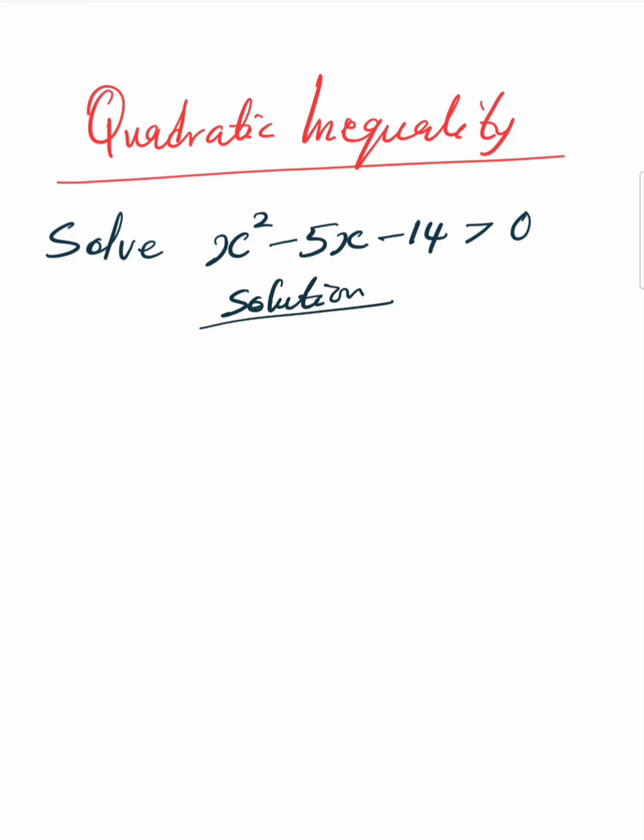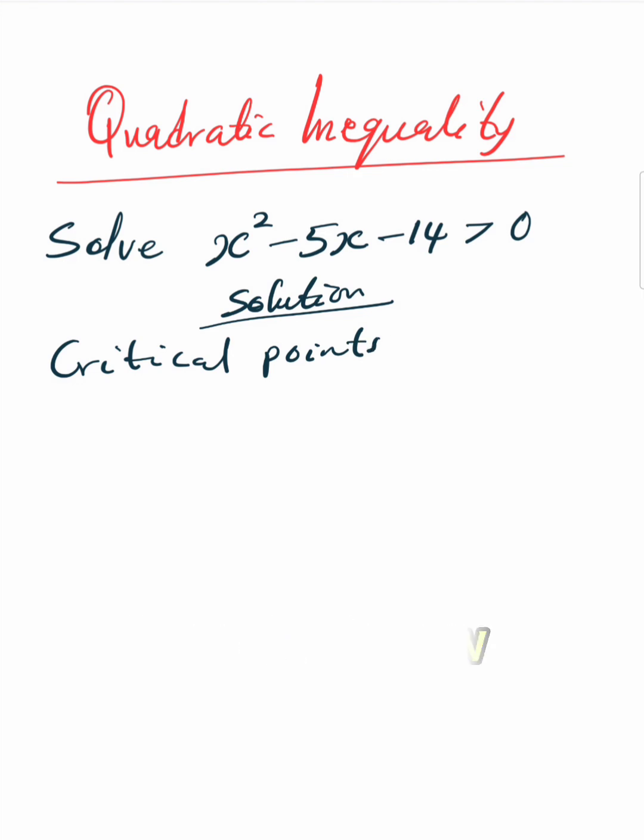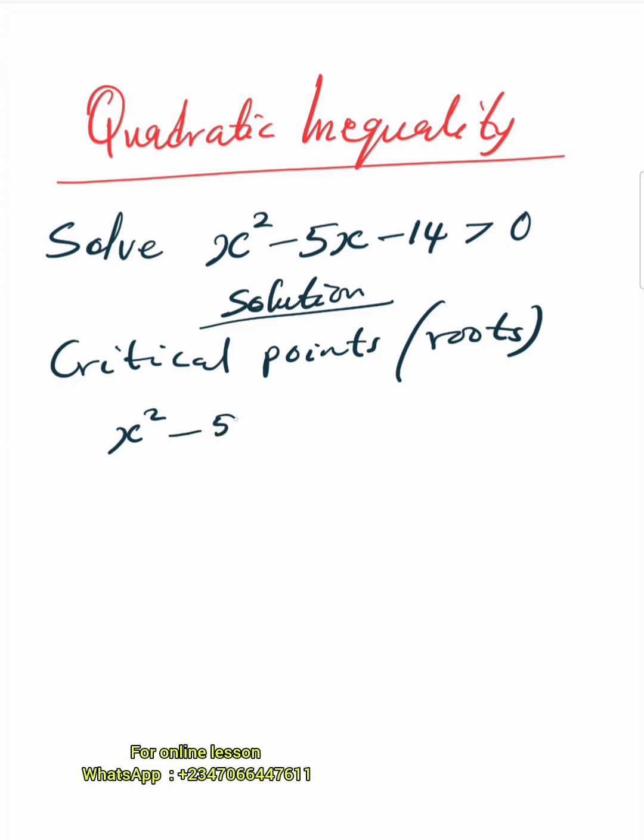The first thing we need to do here is to get the critical points, or you can say the critical values. That's what we call the roots of this expression or this inequality. So what you need to do is to set the left-hand side equal to 0, which is minus 5x minus 14 equal to 0. We need to get the values of x, the roots of this equation. They are called the critical values, and that point is called the critical point, where it will cut the graph, the x-axis.